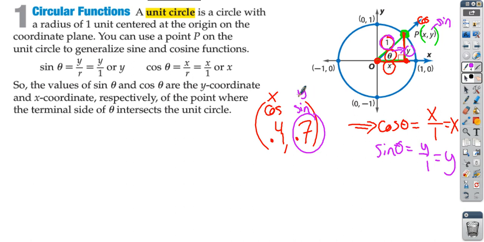Okay, that's the main idea that comes out of the unit circle. The unit circle is a circle that has a radius of 1, and the x coordinate anywhere on that unit circle represents the cosine, and the y coordinate anywhere on that circle represents the sine. That's basically what we mean by unit circle. That's the main idea.